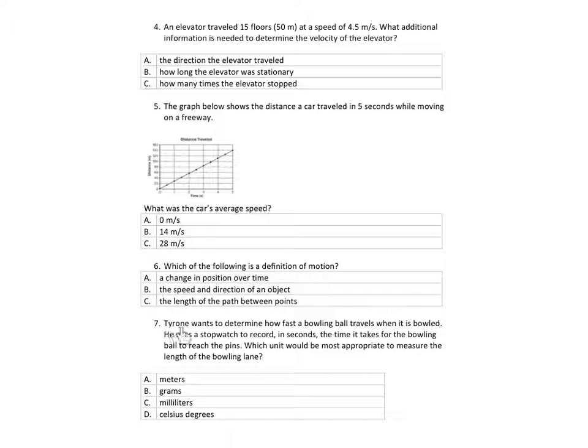Number 7. Tyrone wants to determine how fast a bowling ball travels when it's bowled. He uses a stopwatch to record in seconds the time it takes for the bowling ball to reach the pins. Which unit would be most appropriate to measure the length of the bowling lane? A. Meters. B. Grams. C. Milliliters. D. Celsius degrees.